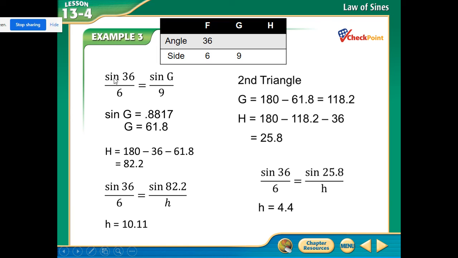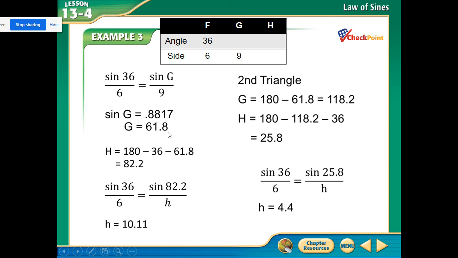So to find g, we're going to do sine 36 over 6 equals sine g over 9. Sine of g equals this. Second sine, g equals 61.8. So then to find h, we go ahead and subtract it from 180, which is 82. And then sine 36 over 6 equals sine 82 over h, cross multiply, and h equals 10. So there's my values for my first triangle.